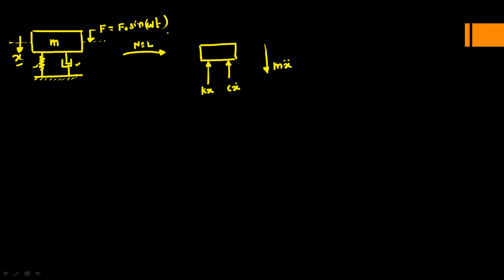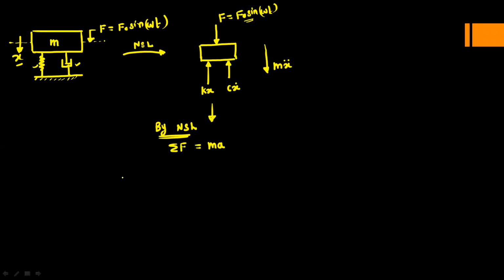Now this f0 sine omega t, as we have taken this vector in the downward direction, so this is the exciting force, which is f is equal to f0 sine omega t. Okay, and then write the equation of motion by using Newton's second law. So by Newton's second law, the equation is summation of f is equal to mass into acceleration. Okay, so summation of f means we should consider all the external forces, including this f0 sine omega t.